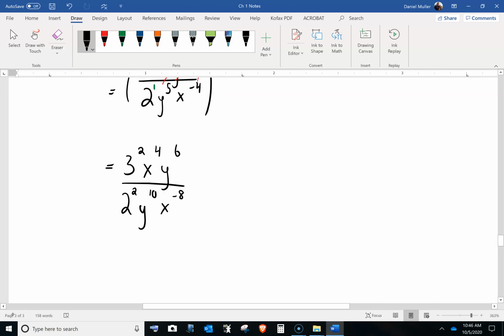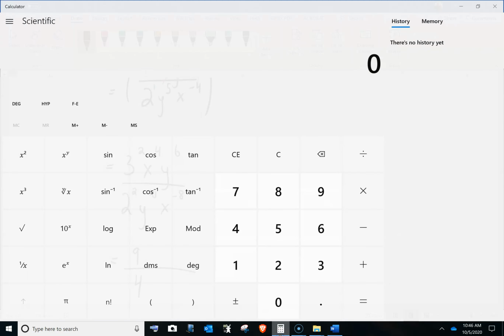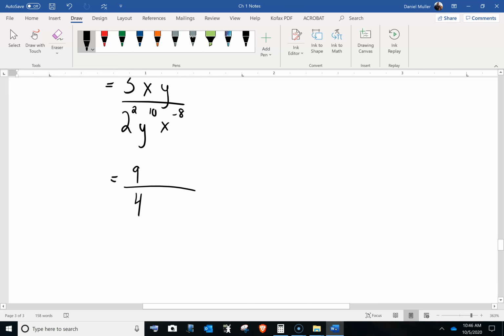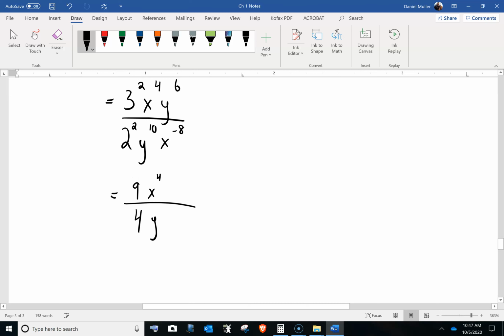Now the x's I can put together, the y's I can put together, but the 3 and the 2 I can't. So I'm just going to evaluate them. So 3 squared is 9, and 2 squared is 4. So that's done. But now I can do the x's and the y's, but maybe I'll just write it down so we know. I'll just do one step at a time so I don't move ahead of myself.